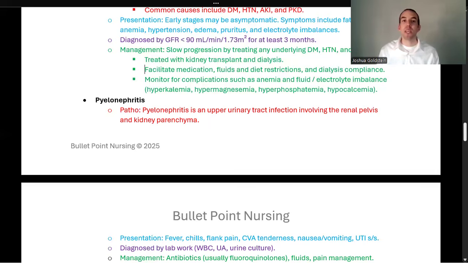Next, for these patients, we are going to make sure they're taking their medications. We're going to make sure they're on their fluid and diet restrictions. That's going to be the low protein for sure, the low sodium, things like that. And if they're on dialysis, we're going to facilitate them, making sure that they're getting the dialysis that they need.